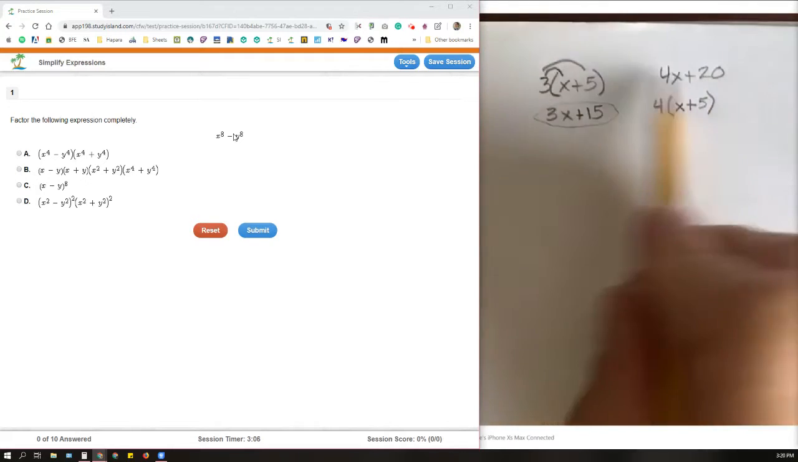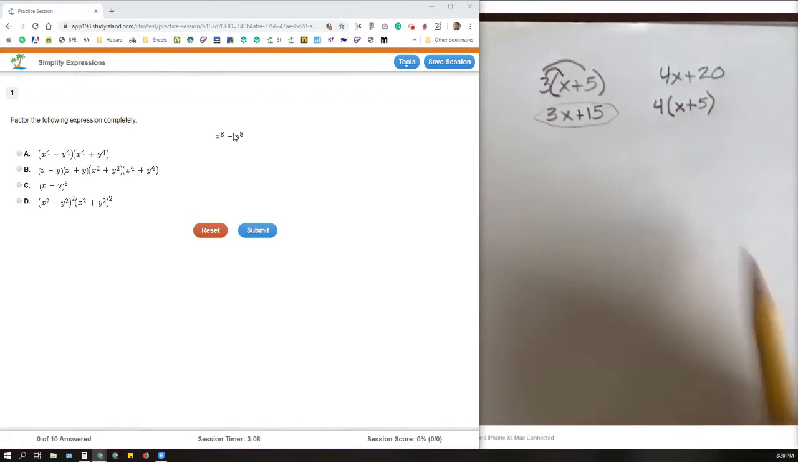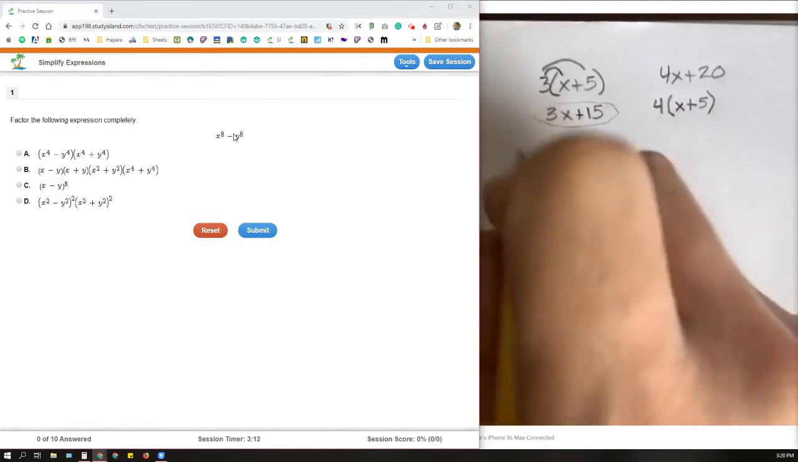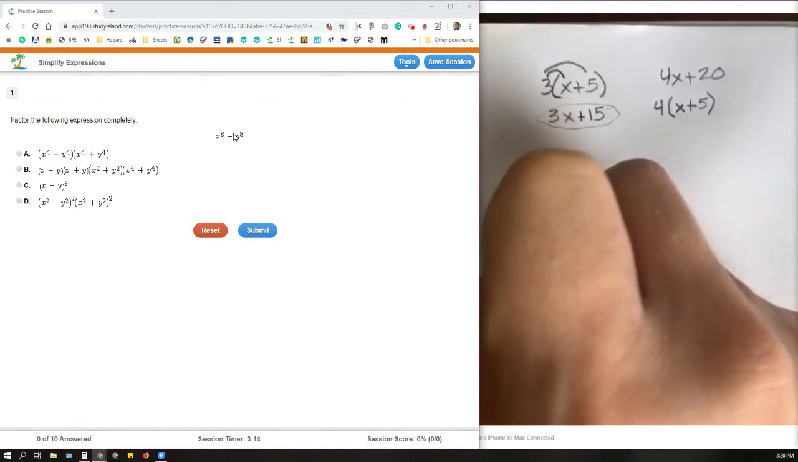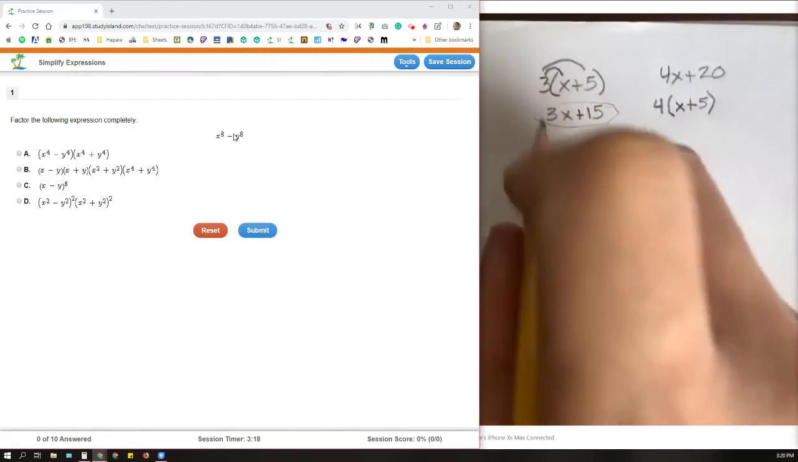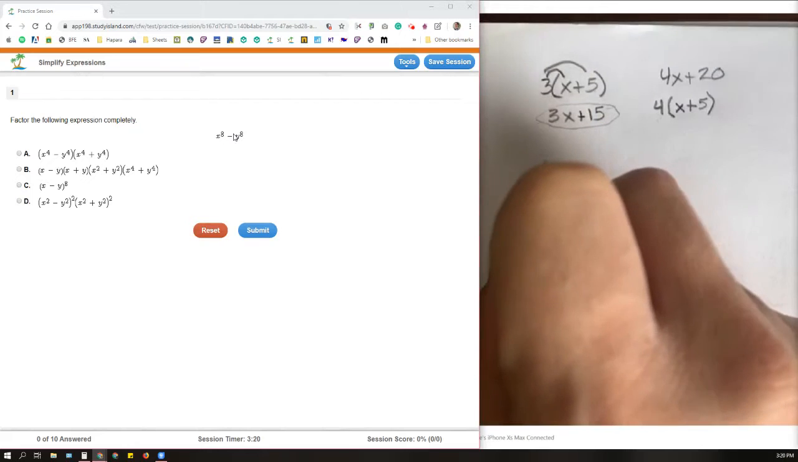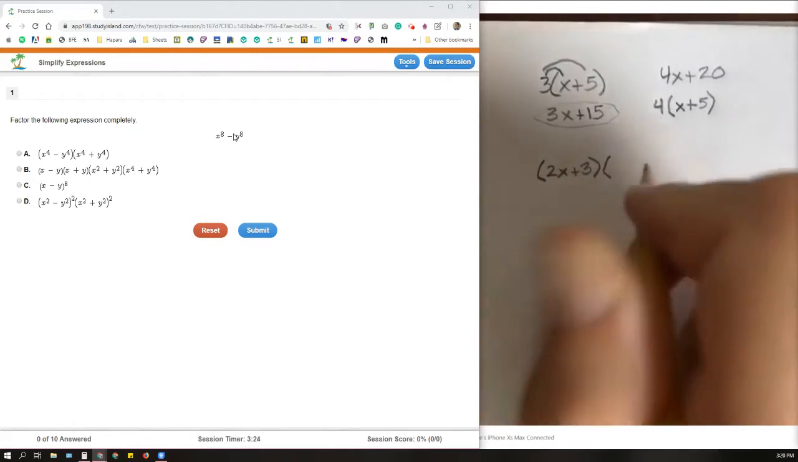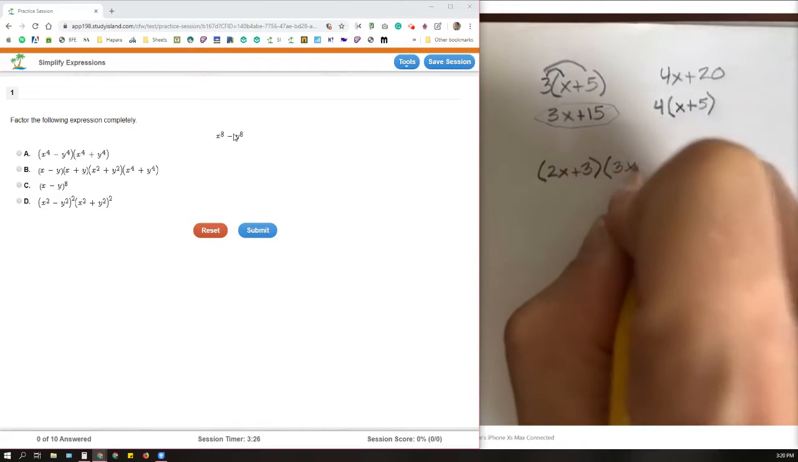But these are very easy expressions to factor. What if it was a bit more complicated? Well, sometimes you have something like this. Let's say you had a binomial, which is called a binomial because it's got two terms. Let's say you had a binomial like 2x plus 3, and you wanted to multiply it by another binomial like 3x plus 4.